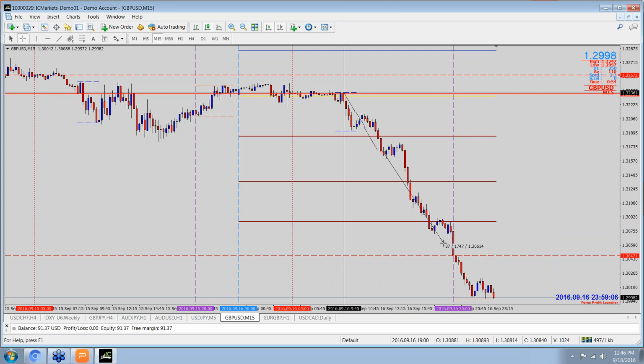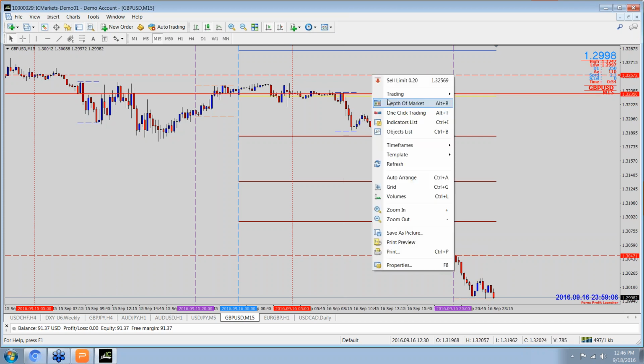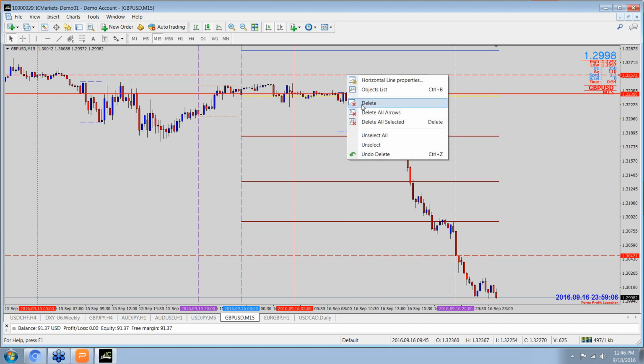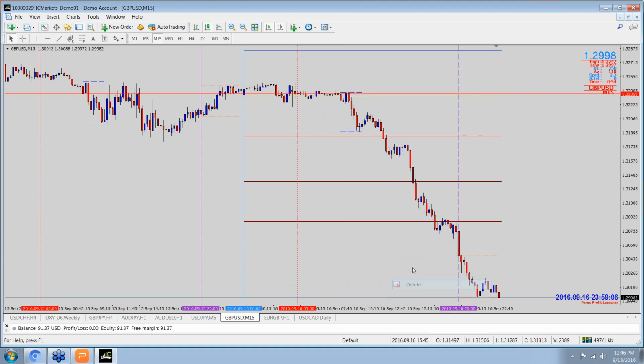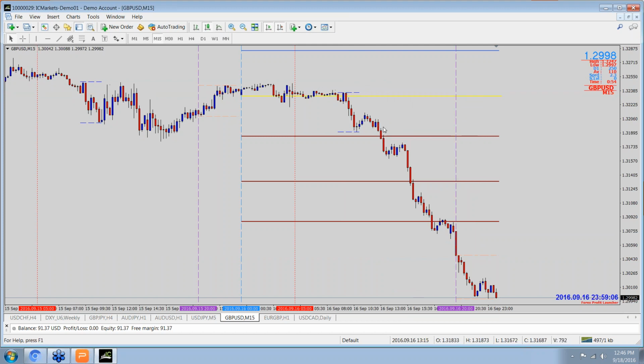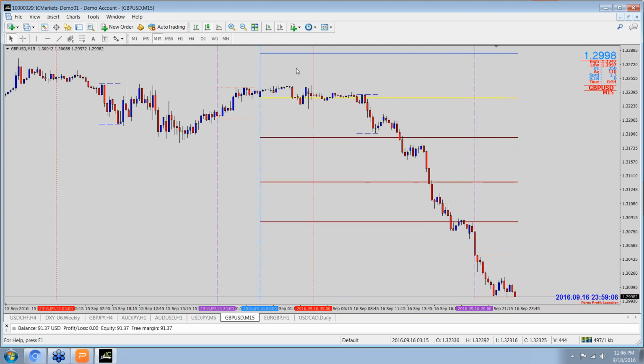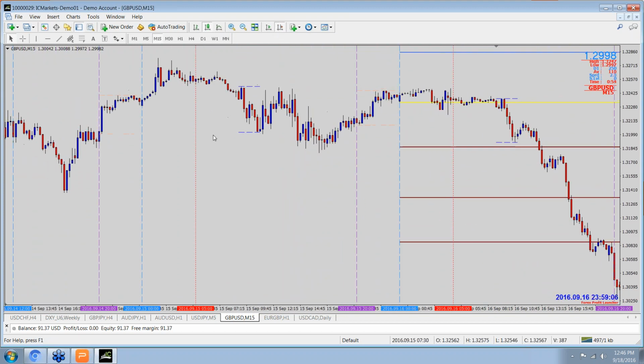I like catching obviously the majority of the move, because it's there, right? And you're going to see how often this happens. It's going to blow your mind. All right, so let's delete all these lines here and let's go to the next example.